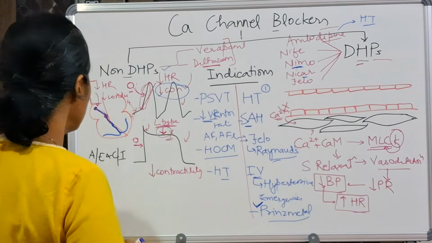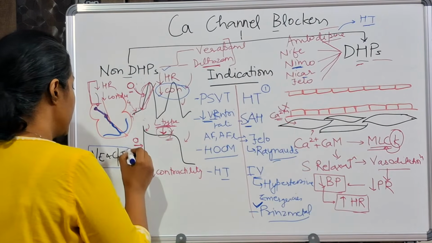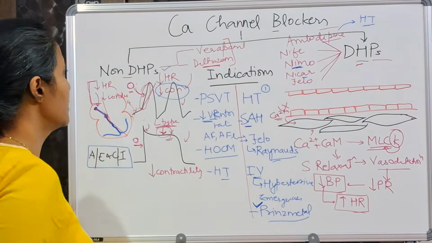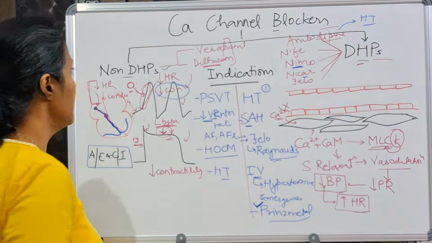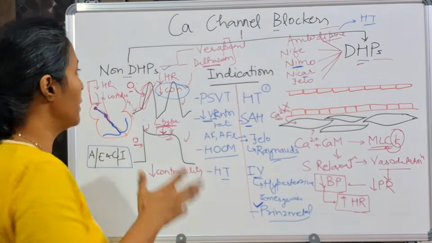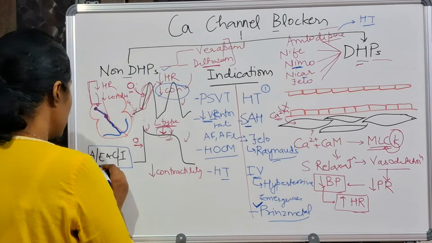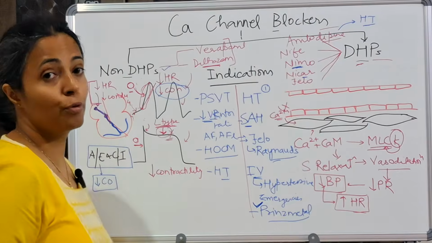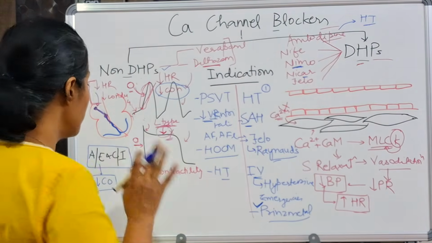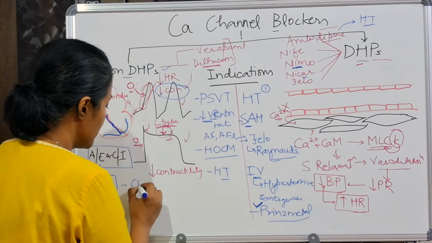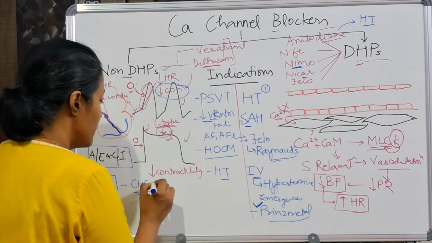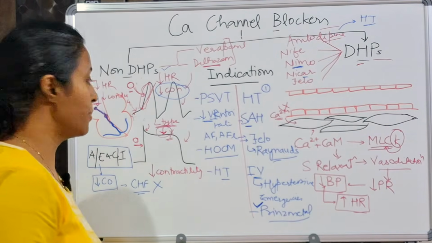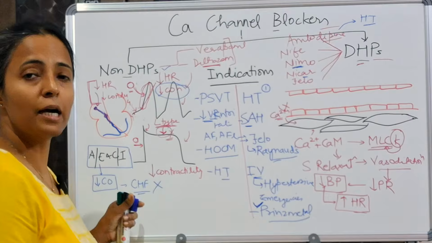Now moving on to the adverse effects and contraindications. Can you tell, from the mechanism of action, what will be the adverse effects of non-DHPs? They are decreasing the heart rate, okay? They are decreasing the conductivity. So an adverse effect can be a decrease in the cardiac output. Okay, but remember, this decrease in the cardiac output doesn't occur in all conditions, but is important in case of CHF patients. That's why calcium channel blockers are not used in CHF because of their tendency to cause a decrease in the cardiac output.